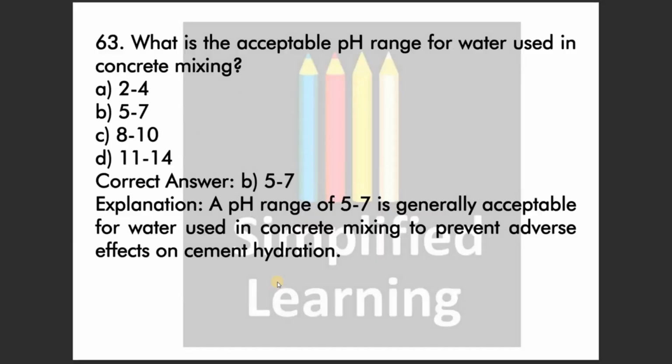Then what is the acceptable pH range of water that is being used for concrete mix? It should be the neutral range, that is 5 to 7, or let's say 6.5 to 8.5. Okay, the range should be a neutral one. It should not be acidic, like here in the option it is 2 to 4, nor should it be alkaline, that is 8 to 10 or 11 to 14.